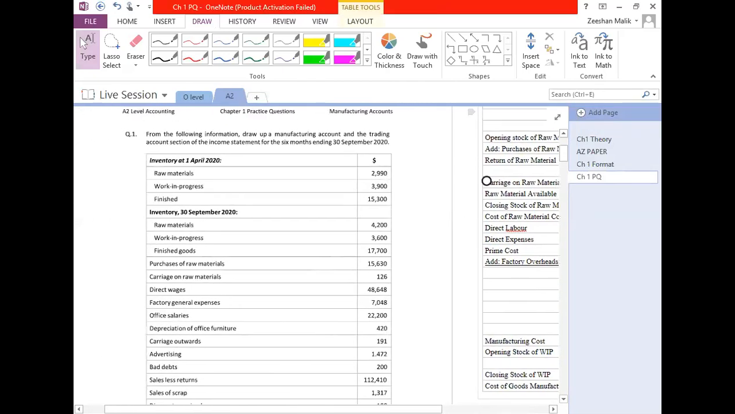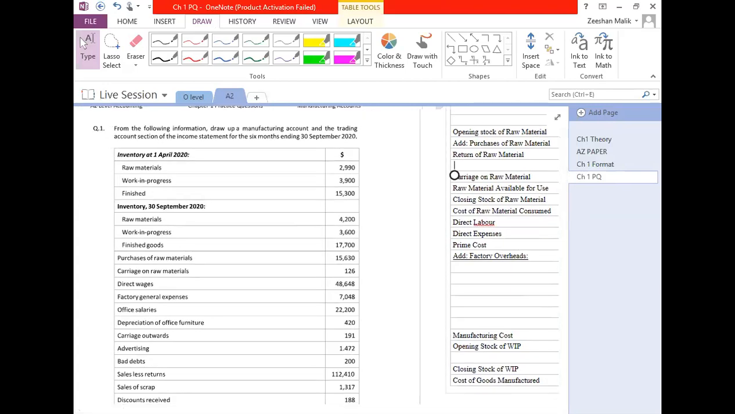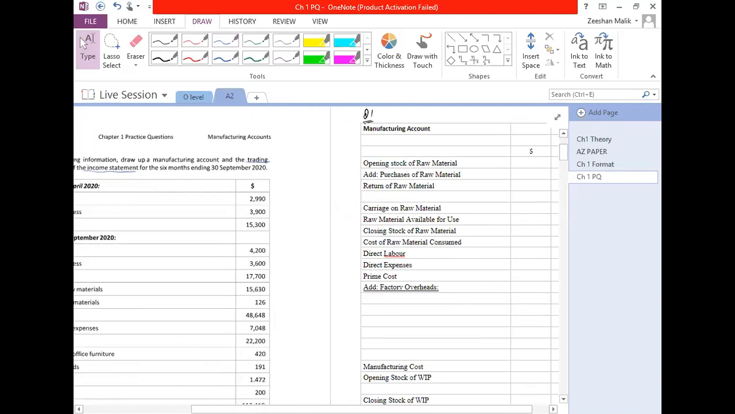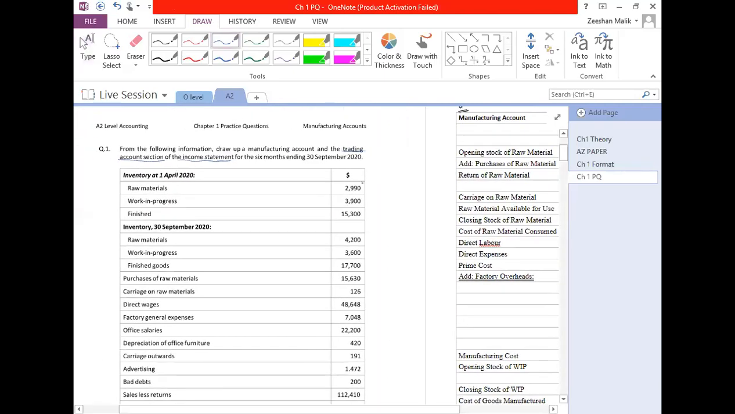Here I'm going to solve question number 1. From the following, draw up a manufacturing account, trading account, income statement, portion of income statement till gross profit. So here we have the format. Raw material, 1st April is opening, 30th September is closing.